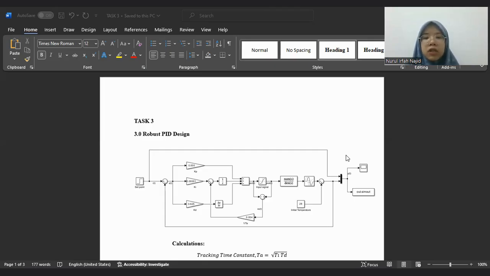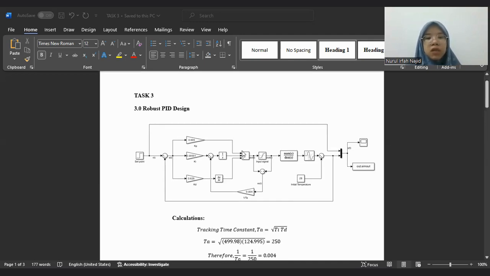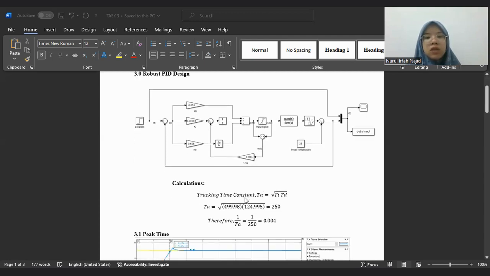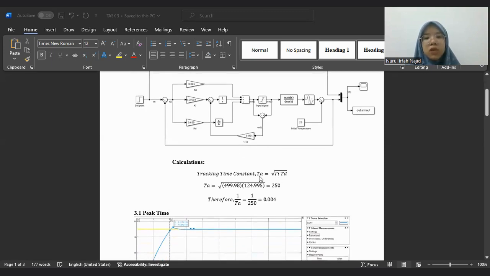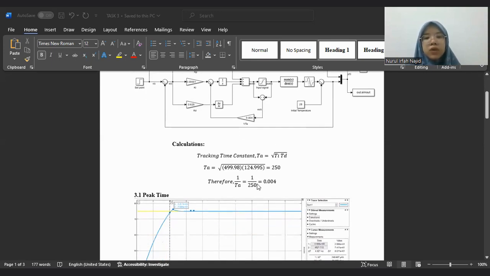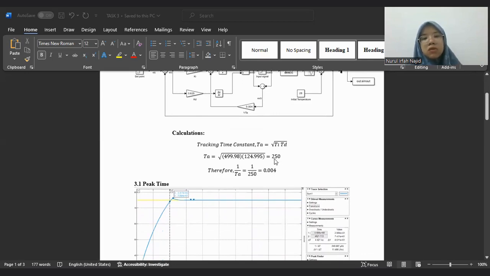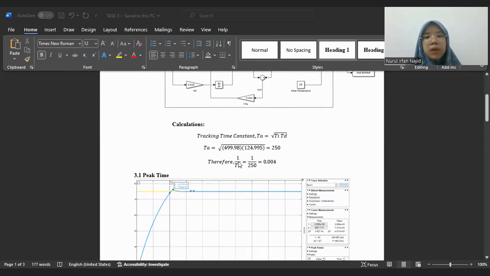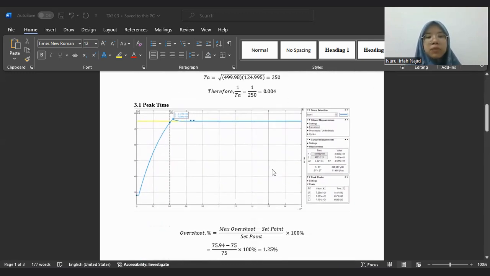Hi. Okay, next for the task, which is robust PID design. As you can see, with robust PID design, we include the Ta. We need to get the tracking time constant Ta, which is as you see from this formula. So we get the value which is 250. So we need to get the 1 over Ta, which is 0.004.